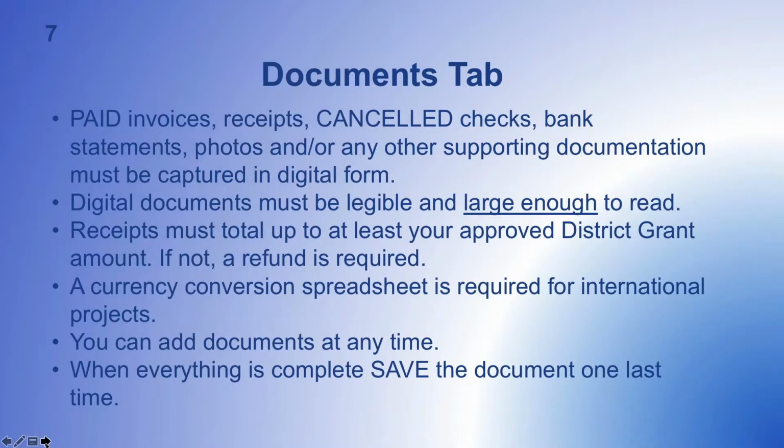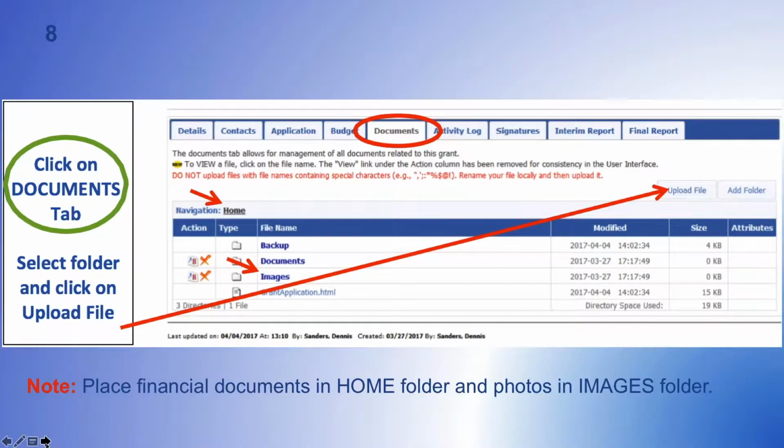When everything is complete in the documents, always save it one more time. Okay. And here we go. This is a screenshot. You click on the documents tab. What you're seeing here is the home screen with the little red arrow there on the left, just to identify it. You can click on the upload on the far right hand side when you want to upload the documents. You can upload them directly to the home folder right there. That'll be great. That way it makes it easy to find immediately.